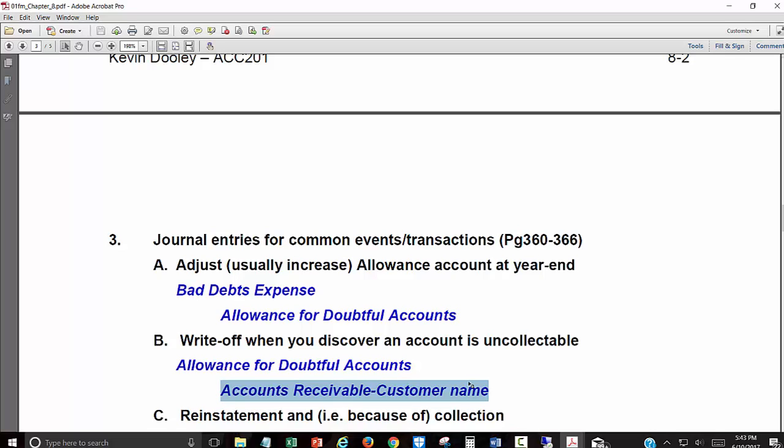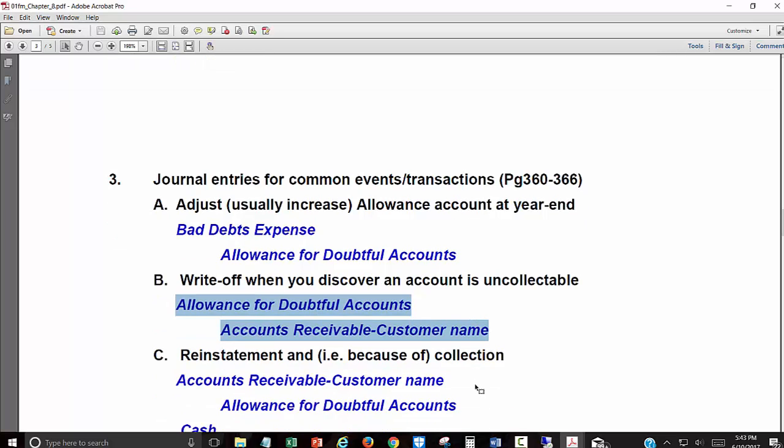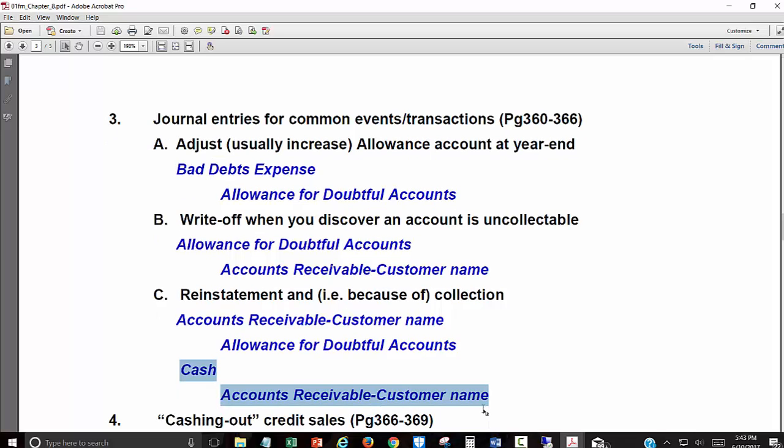Last, if we reinstate a previously written off account receivable, we'll do the opposite of this entry right here, and then we'll do a collection. Why do we do that? So that we can show the last thing occurring with a customer is collection of the cash from them. That way, if we need to review their behavior for possible future credit capability, we'll have on record that they did in fact pay in cash.